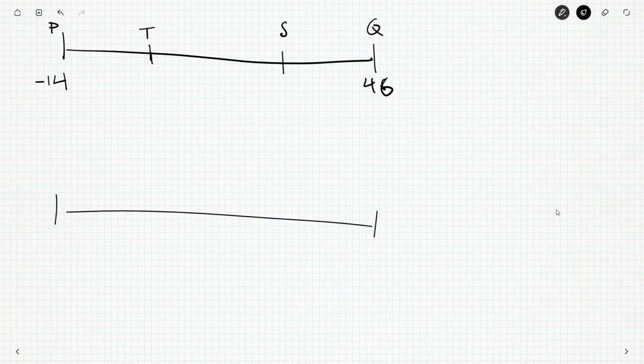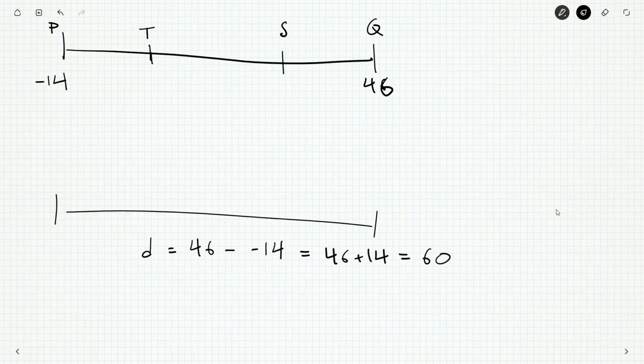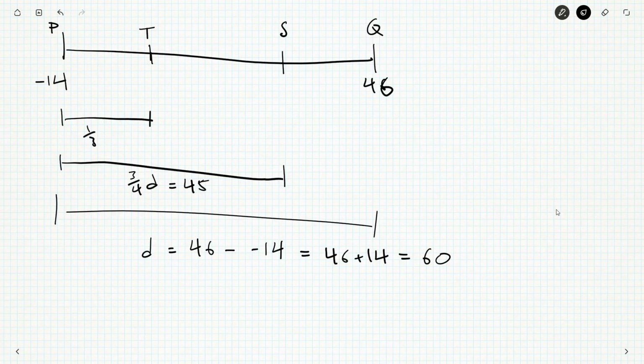So we know the full distance is D, and D is going to be 46 minus negative 14, which is actually 46 plus 14, which is 60. Alright, now there's sort of two ways we can go about doing this. We could go P to S is 3/4 D, and figure that out. What's 3/4 of 60? That's 45. And we can then say P to T is 1/3 D, so that's 20. And then ask, well, what's this remaining distance here? And that would be 45 minus 20.